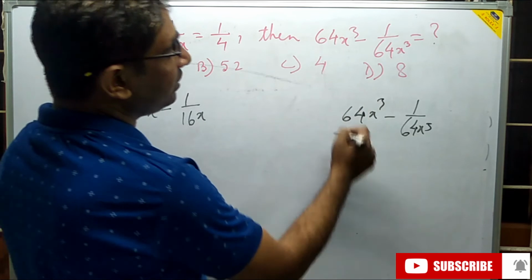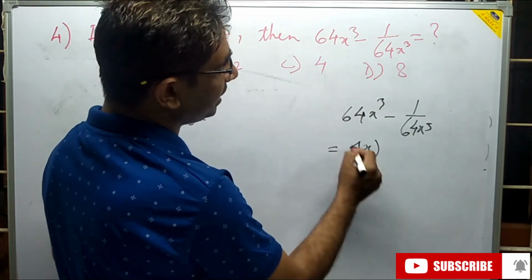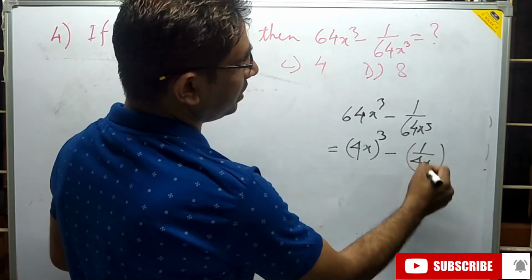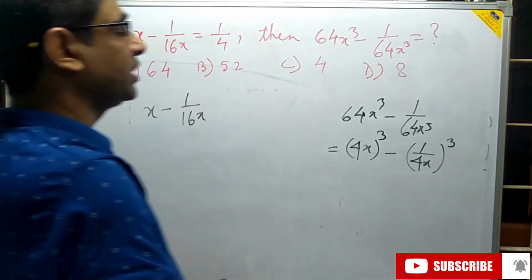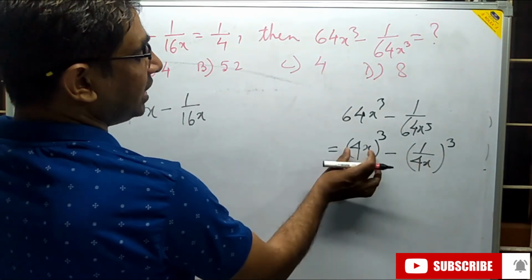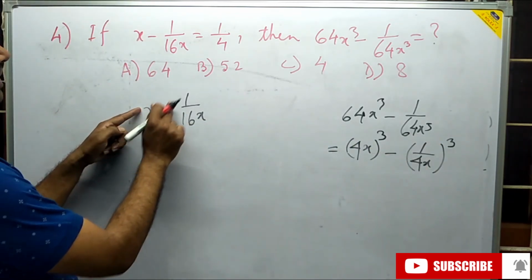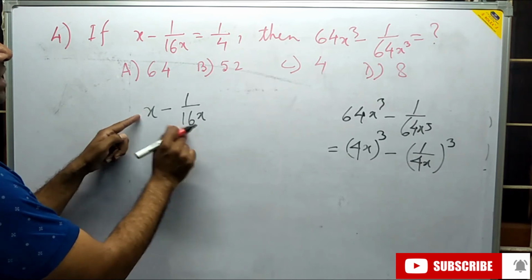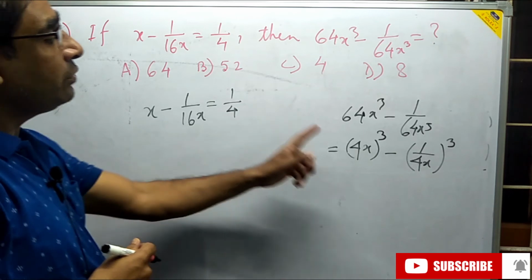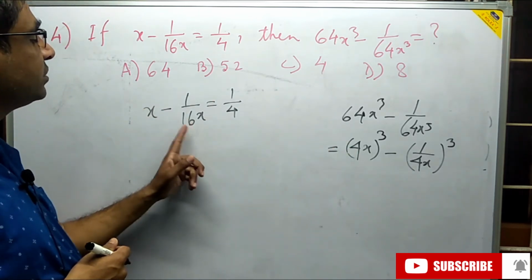So value of this one means we can write this one cubic root of 64 is 4. We can write 4x whole cube minus 1 by 4x whole cube. This one is the main thing. But here 4x, 1 by 4x. But here given x minus 1 by 16x. These two are different things and this equal to given 1 by 4. What we have to find here 4x, so we have to make this one 4x and this one also 4x.